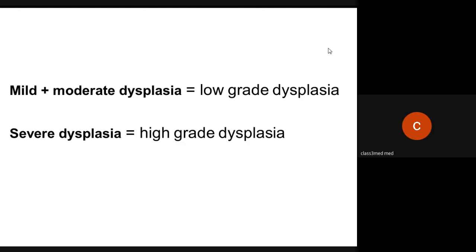In the future you will see that for some tumors or organs they write mild, moderate dysplasia, severe dysplasia, while in other systems of classification they call it low-grade dysplasia and high-grade dysplasia. Okay, low-grade is a combination of mild and moderate dysplasia.